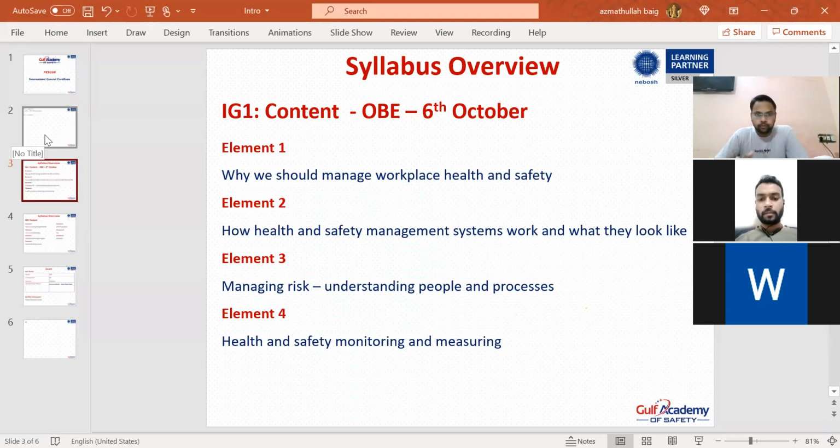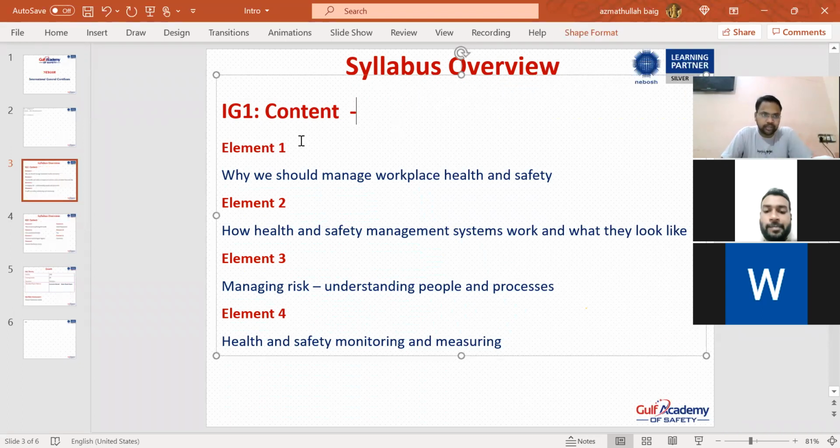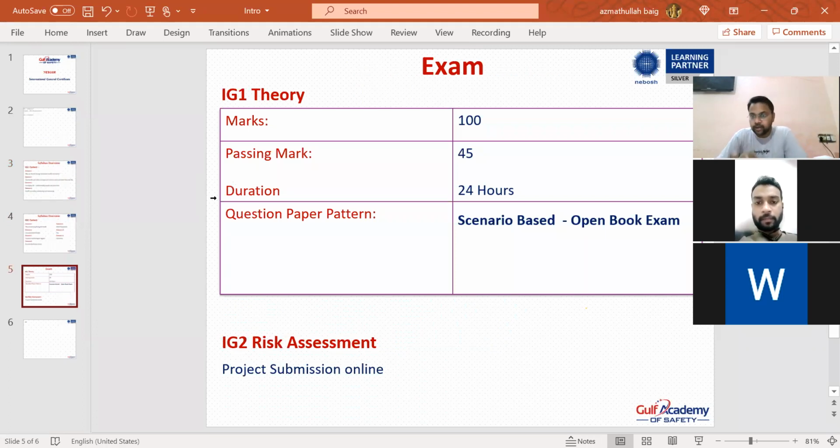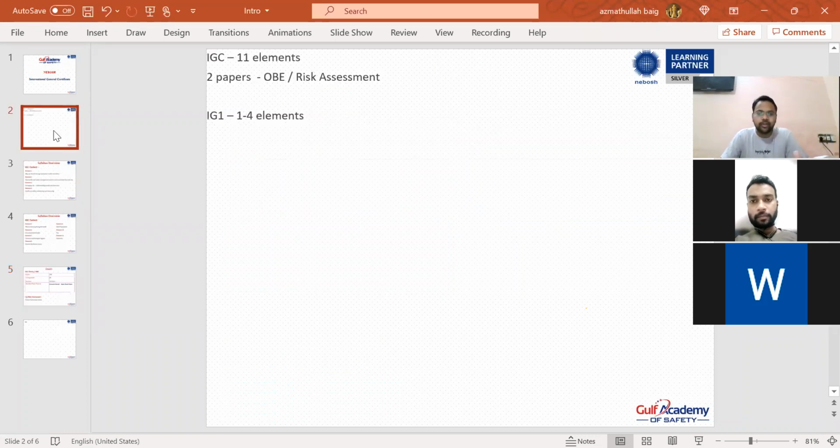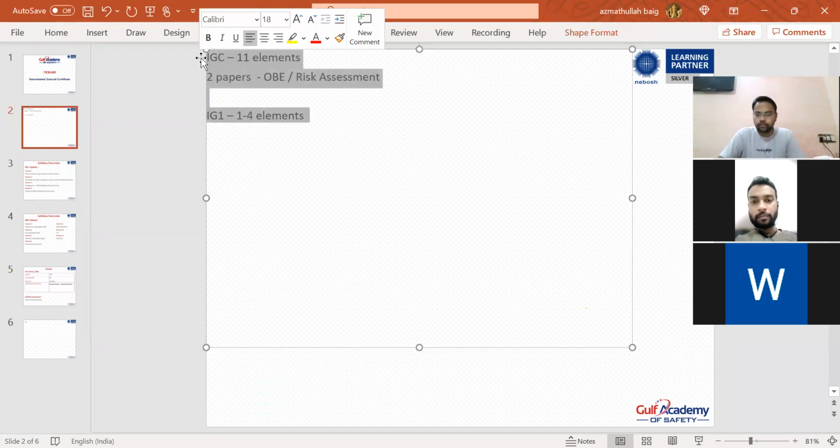Right. So while coming to the open book examination, all of you know that on 6th October there is an open book examination. So IG1, the theory paper, or what you can call the open book exam. The question paper will be of total 100 marks and the passing mark would be 45 and the duration for your exam will be 24 hours. And you will be asked some questions based on a live scenario. So I'll tell you what is the difference between the theory-based examinations and the open book exam so that it becomes easy for you to understand.